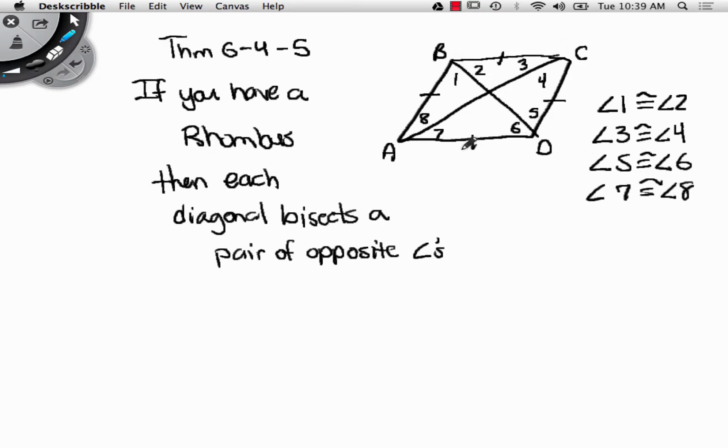Now, is a rhombus a parallelogram? Yes. So from chapter 3 on parallel lines, I also know that angle 7 has to be congruent to angle 3. But how do I know that? How do I know that angle 7 must be the same as angle 3?